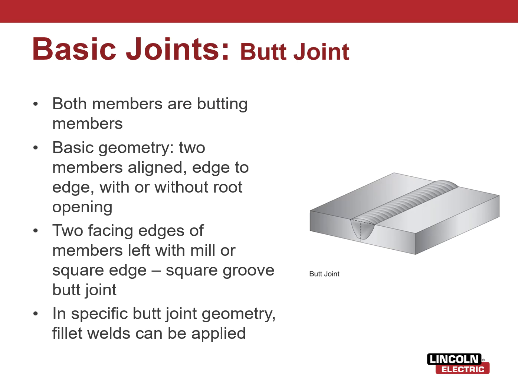First one up is going to be the butt joint. This is where both members are butting members, so they're running into each other. They're both butting. The basic geometry is 2 members aligned edge to edge, with or without root opening. So whether there's a small gap here or not, it's still considered a butt joint. The 2 facing edges of the members are left as mill edge or square groove. So if there's no prep, no beveling, no cutting, if it's just the 2 ends, it's called a square groove butt joint. Just like the shape, if you open that up, it would be a square. So it's square groove.